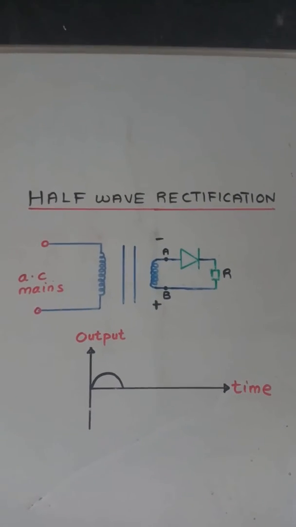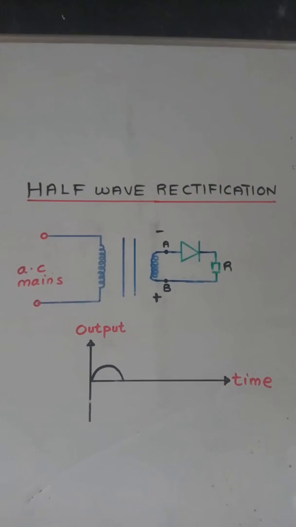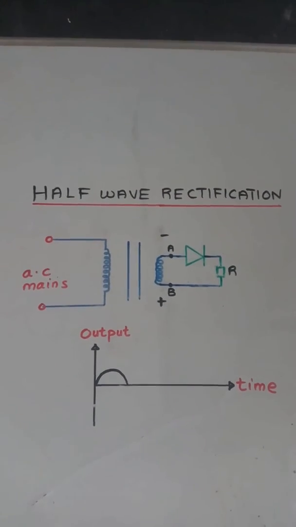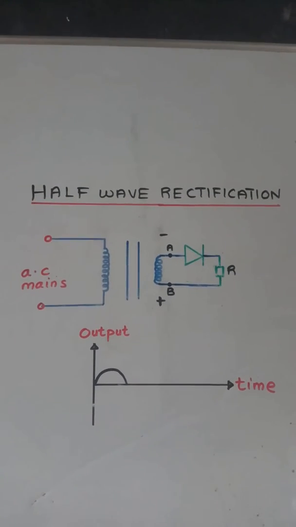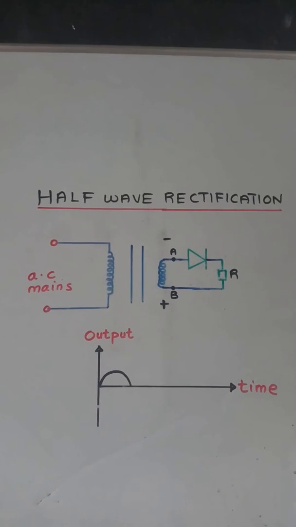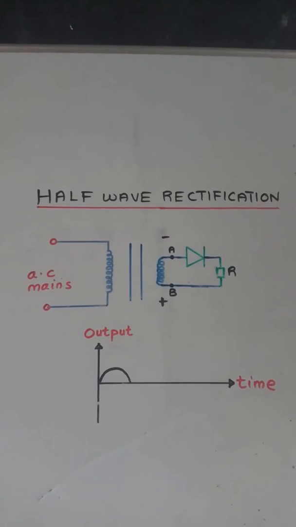For the second half cycle, A is negative and B is positive. Then the diode is reverse biased. Then no current flows in the circuit.